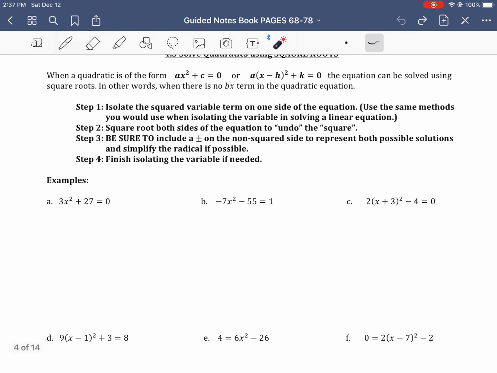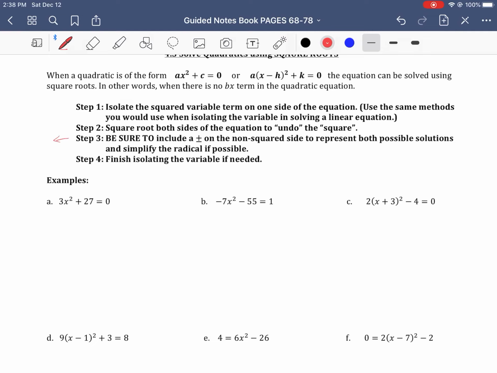So step number 1, you're going to isolate the squared variable term on one side of the equation. It's kind of the same thing with all your linear rules. You're just trying to get x by itself. Okay. Step number 2, square root both sides of the equation to undo the square. And then be sure to include a plus or minus on the non-squared side to represent both the possible solutions and simplify the radical if possible.